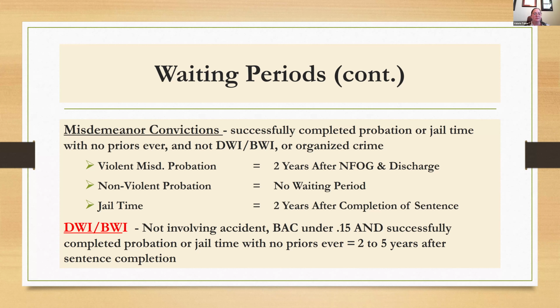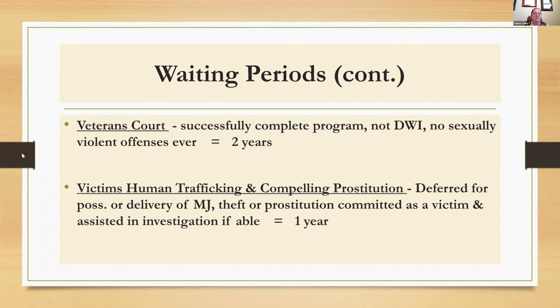All right, we're almost done. We talked about veterans court, successfully complete the programs. It's not a DWI, non-sexual offense. It's 2 years if you complete the program. If you complete veterans court, let's say on a burglary of a habitation, it's 2 years after you complete it. And then here's the rules for victims of human trafficking. If they were able to assist in the investigation, it's 1 year.